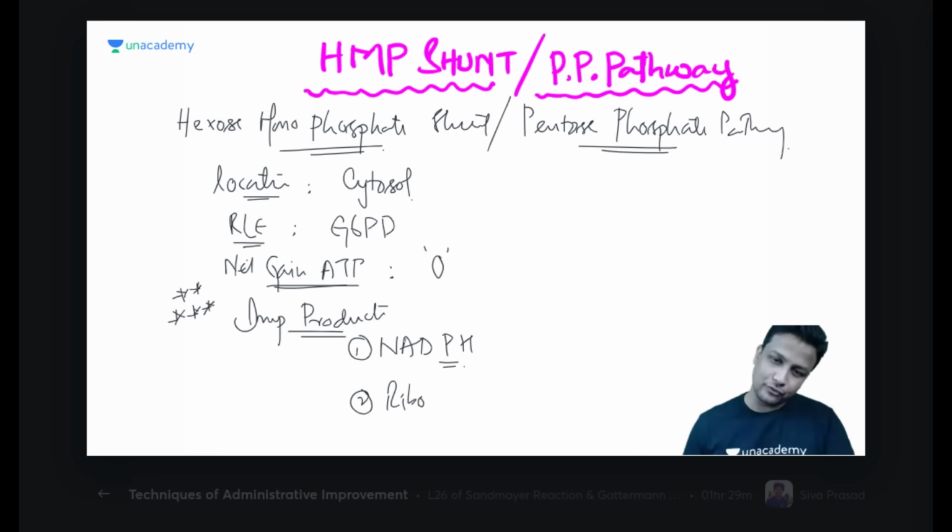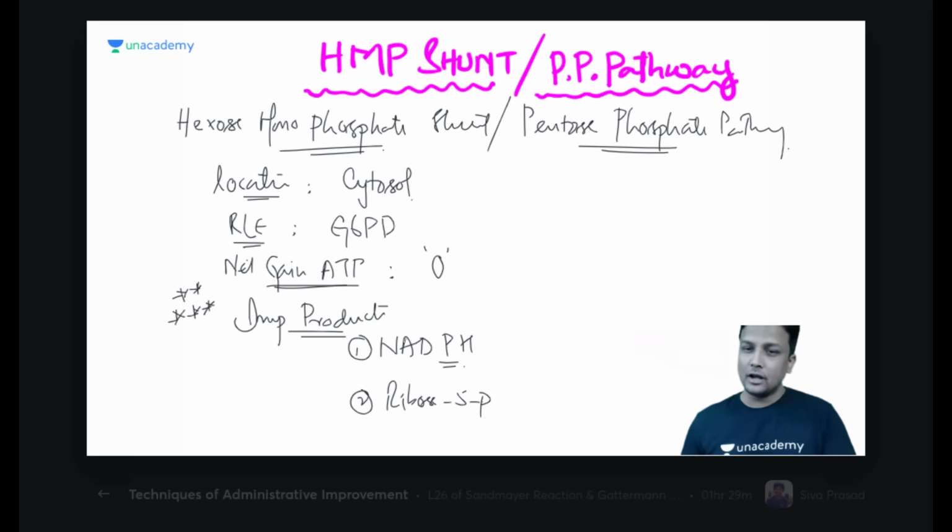And another one will be ribose 5-phosphate. Remember, ribose 5-phosphate. Okay, guys, for the next 4 days, you have to somehow remember this one. This is what we can do right now. So what are the two important products produced here? One is NADPH, another one is ribose 5-phosphate.